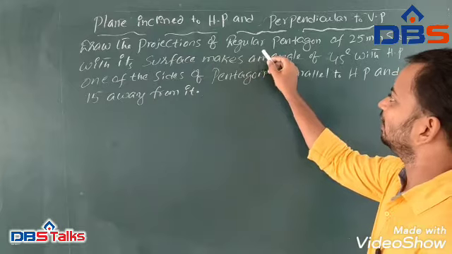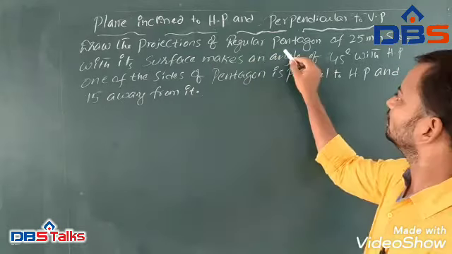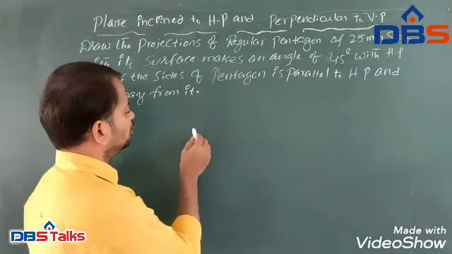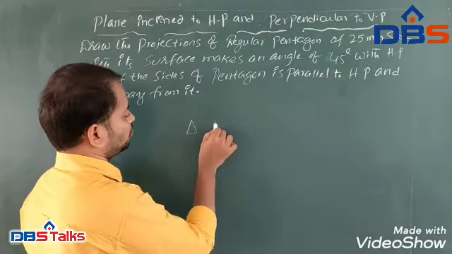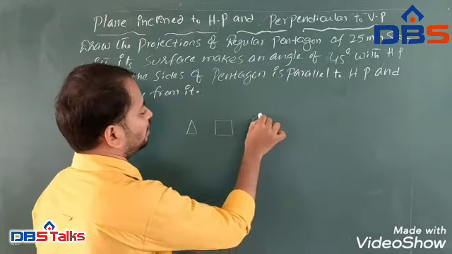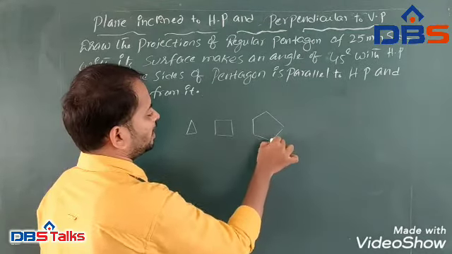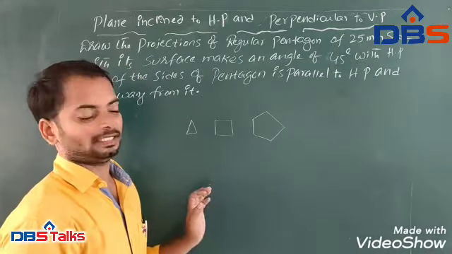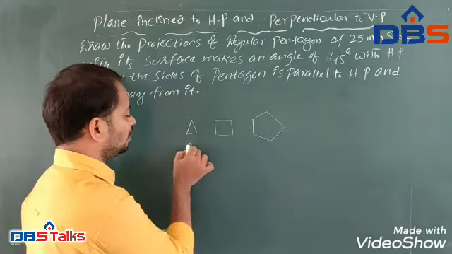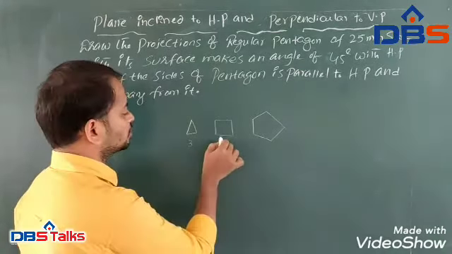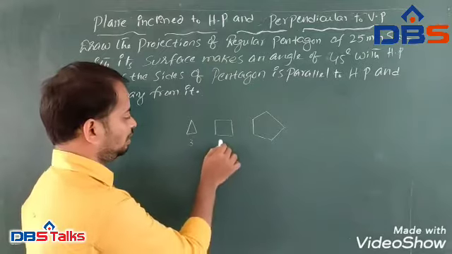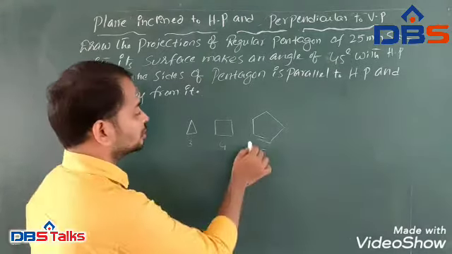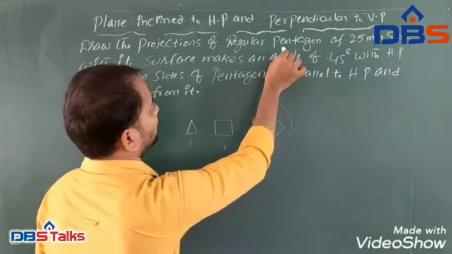What is meant by a regular pentagon? Already we know triangle, square, and next is the pentagon. What is the shape of a pentagon? The pentagon has 5 equal sides. A triangle has 3 equal sides, a square has 4 equal sides, and a pentagon has 5 equal sides. So it is called a pentagon.